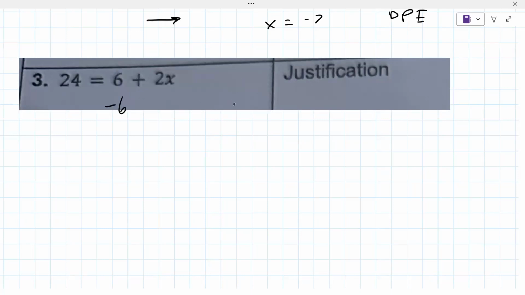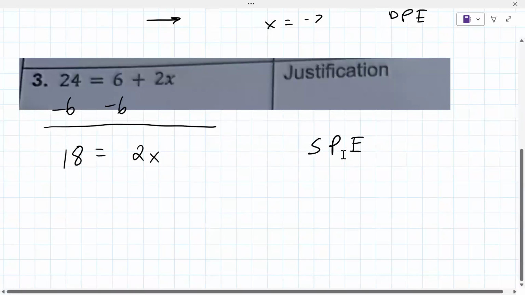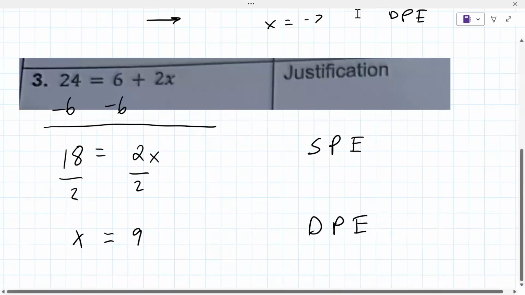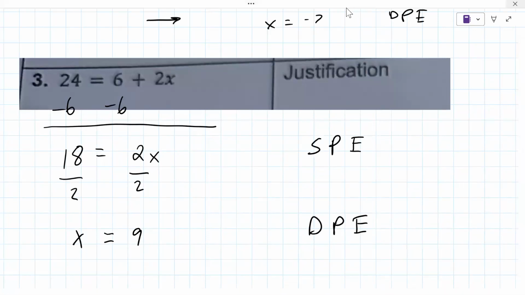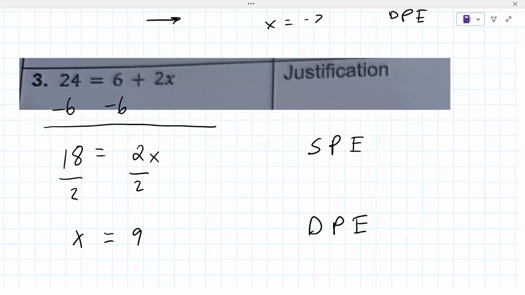So you subtract 6 from both sides, and that gives you 18 equals 2x, and that's the subtraction property of equality. And some instructors want you to write this out. Is this okay, doing shorthand? Yeah. All right, and then you divide both sides by 2. x equals 9, that's the division property of equality. Any questions on that? Nope.